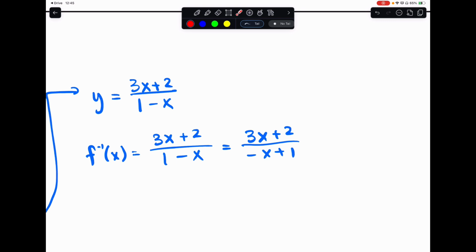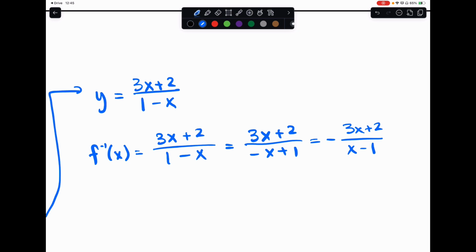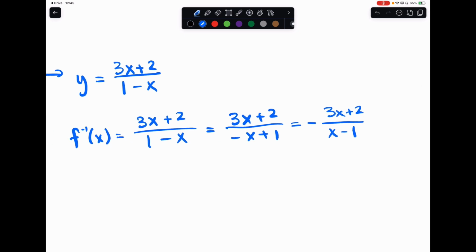And another way of writing this right here, since we have a negative 1, is not customary to have a negative leading coefficient. I'm going to factor out the negative sign and put it in the middle. And by factoring out the negative sign, that's going to make the x positive. So this becomes positive x. And that's going to make the positive 1 into negative 1. So this is a more common way of seeing this.